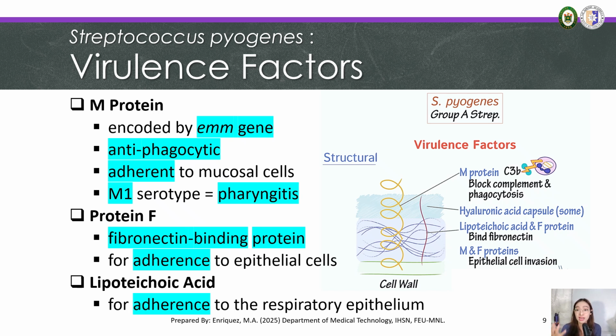All right, so those are the similarities of these three, okay? All of them are incorporated onto the cell wall of the Streptococcus pyogenes, and all of them are capable of providing adherence. All right? What is special about the M protein? Aside from adherence, it's also anti-phagocytic, right? Next, for lipoteichoic acid, it's adherent but specifically to where? To the respiratory epithelium.